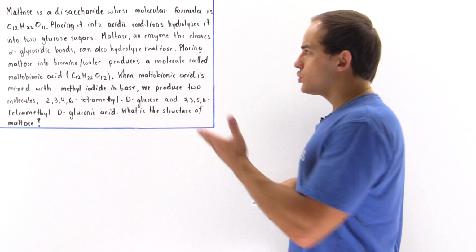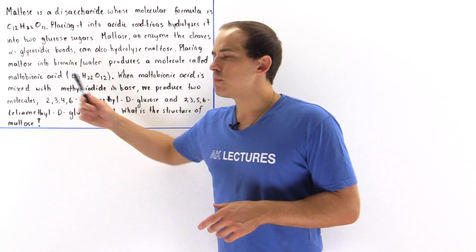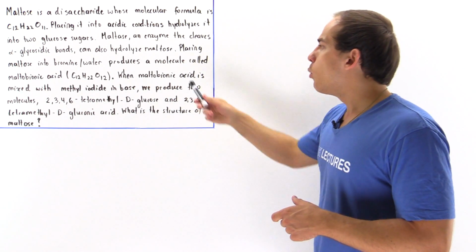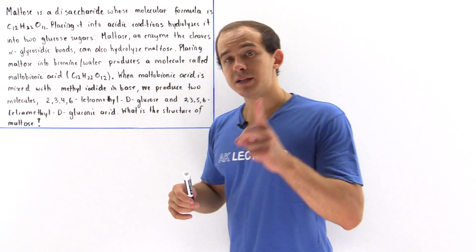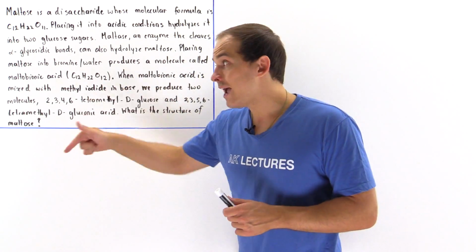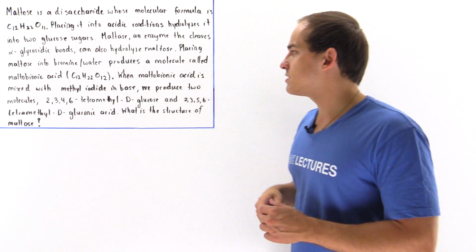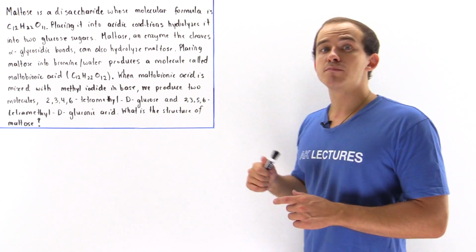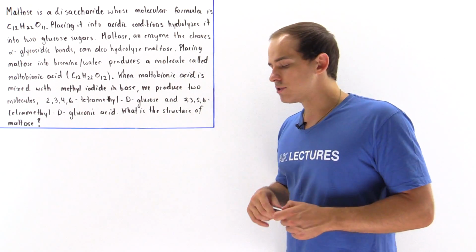Placing maltose into bromine in water produces a molecule known as maltobionic acid that contains this molecular formula. When maltobionic acid is mixed with methyl iodide in base and is then hydrolyzed, we produce 2 molecules, 2,3,4,6-tetramethyl-D-glucose and 2,3,5,6-tetramethyl-D-gluconic acid. What is the structure of maltose?